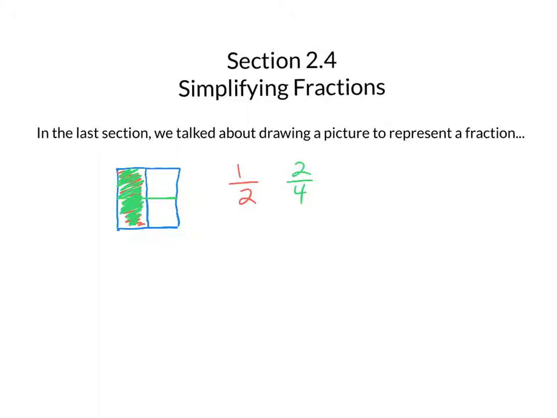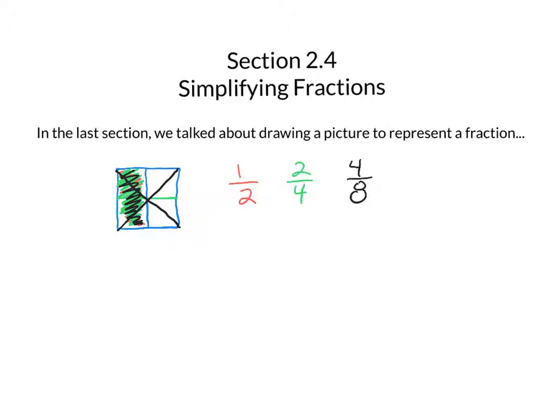I could, if I wanted to, take the same square, and instead of dividing it up into 4 equal pieces, I could divide it up into 8 equal pieces. And notice that the same amount is still shaded in, but now I have 4 out of those 8 pieces shaded in. That tells us that 1/2, 2/4, and 4/8 all represent the same amount. And those are known as equivalent fractions.